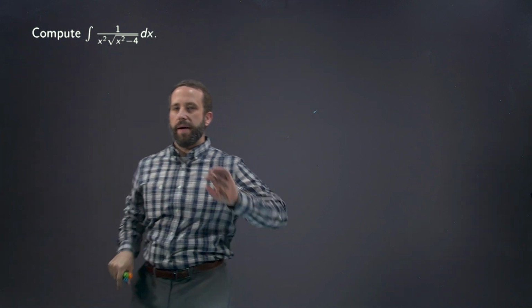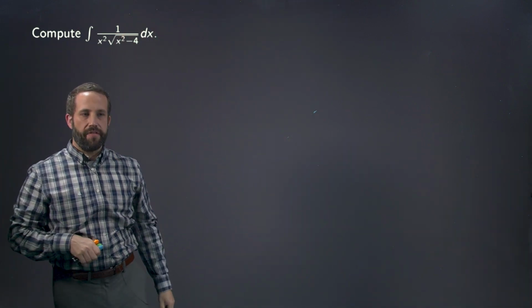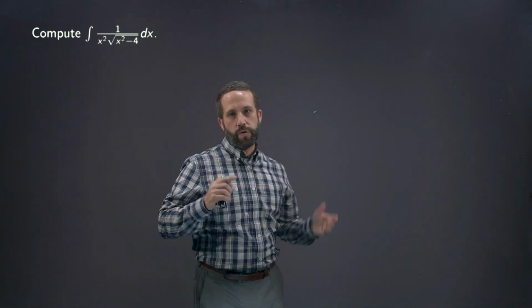Okay, so we want to do this integral. Really, we want to find this antiderivative. I don't know, my typing wasn't so great, but this is the square root of x squared minus 4. So when we have an integral like this, maybe there's sort of a checklist you can go through.